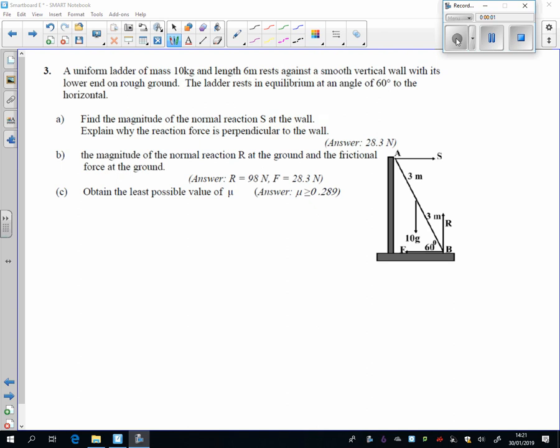Review sheet E, question 3. It's very similar to the ladders you've done in class, but we've got the picture already drawn for us. We've got the 10g coming down in the middle. It's in the middle because it's uniform.